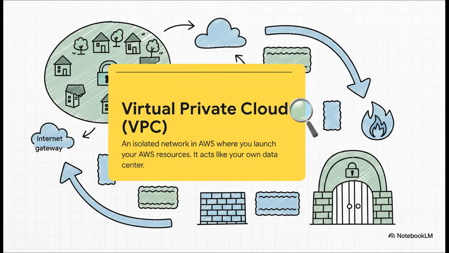And the answer from AWS is pretty elegant: the Virtual Private Cloud, or VPC for short. Now, this isn't a physical thing. It's a logical boundary that you draw in the sand. And this gated community analogy is the perfect way to understand how all the pieces fit together. So let's use it to build our fortress from the ground up.